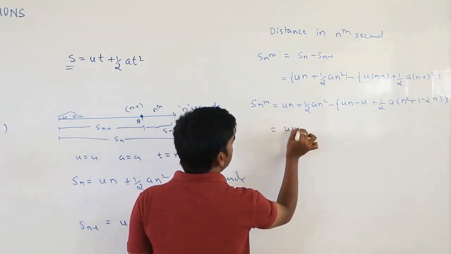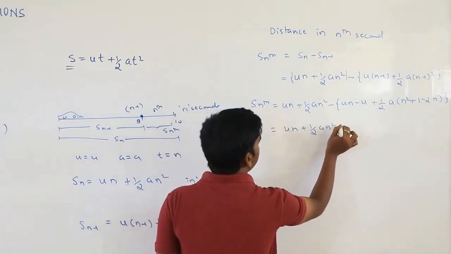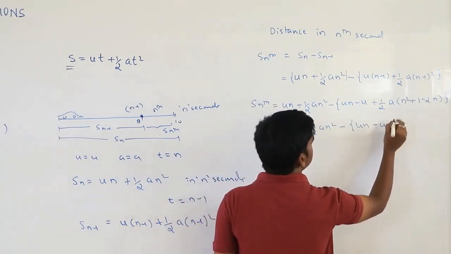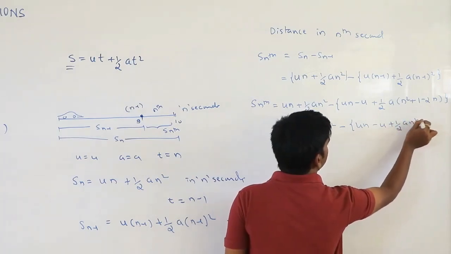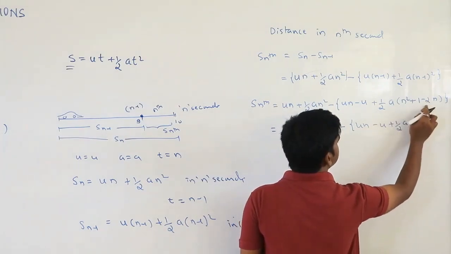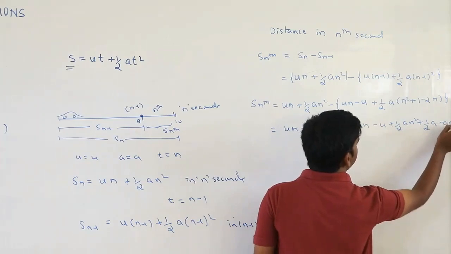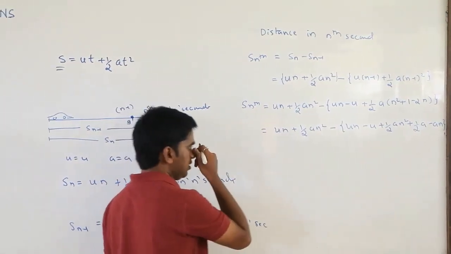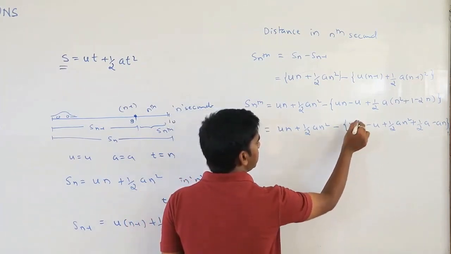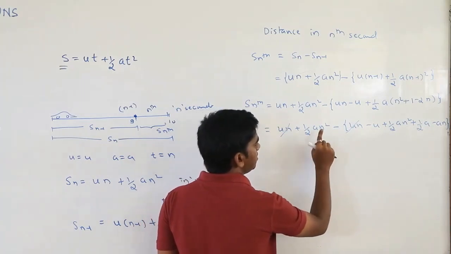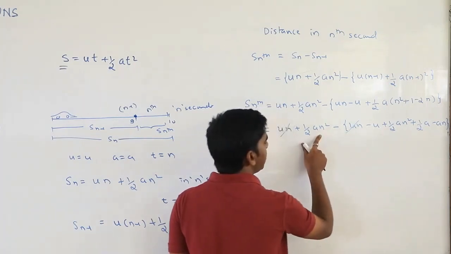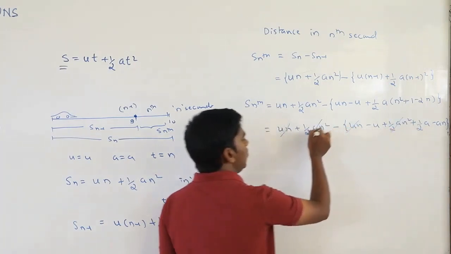So substitute un plus half an square minus again un minus u as it is. This is half an square plus half a. This 2 will get cancelled, so minus plus minus, it will become minus an. Okay, so now whatever gets cancelled here, plus un, this plus minus minus, these 2 will get cancelled. Half an square is plus, and here this minus plus will become again minus, so plus half an square minus half an square will get cancelled.